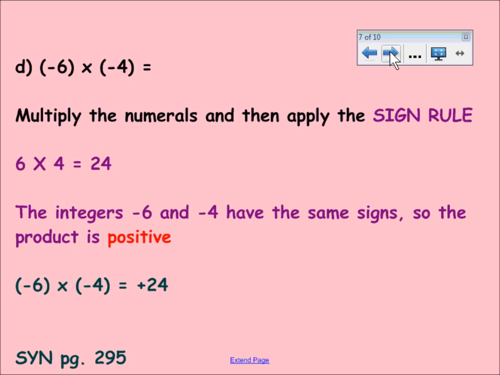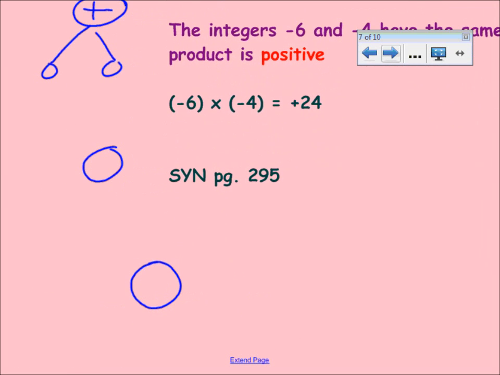2 negatives, when multiplied together, equal a positive, just like 2 positives. So 2 of any of the same sign multiplied together equals a positive sign. Whether it's two positives or whether it's two negatives, two of the same equals positive. If they're different, it equals negative. Multiply the numerals and apply the sign rule. So 6 times 4 equals 24. We know that negative times negative equals positive, so the answer will be positive 24. Please do the Show You Know on page 295 and show it to me there.